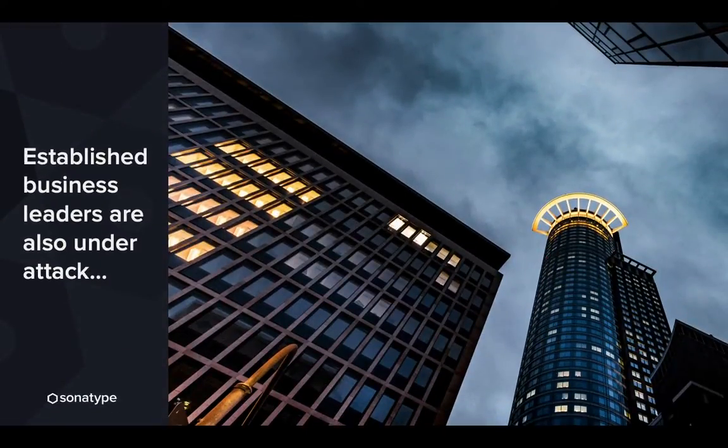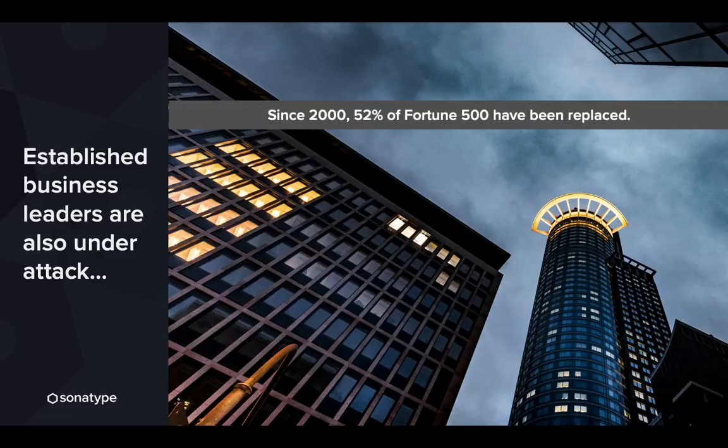And so what's happening because of that, established business leaders are also under attack. Since 2000, 52% of Fortune 500 have been replaced. And that's happening because, as I mentioned, organizations are going through digital transformations. And now almost every company in the world is actually a software company. And established leaders are being replaced by companies that can deliver innovative applications faster. Think about Airbnb, Netflix, Uber, and so forth.